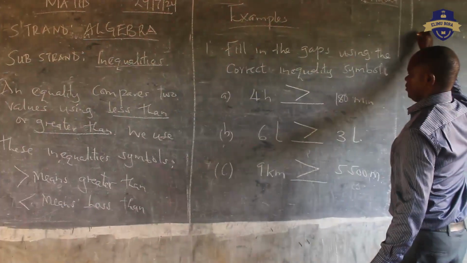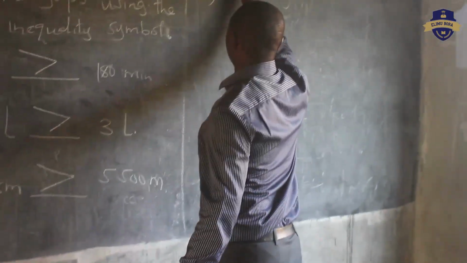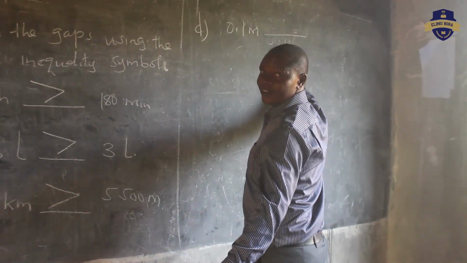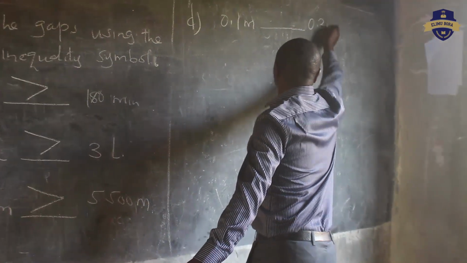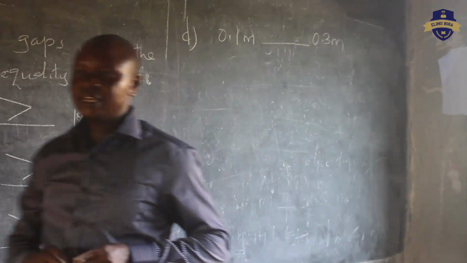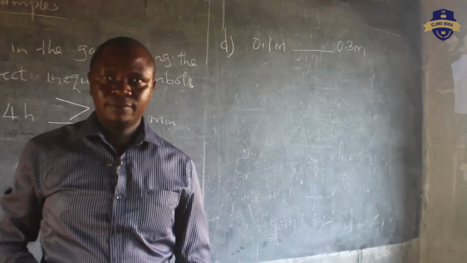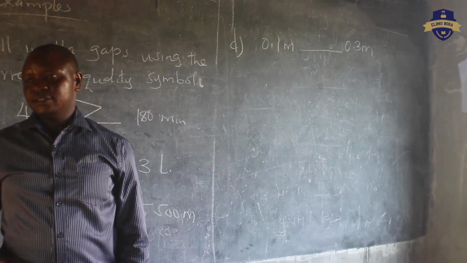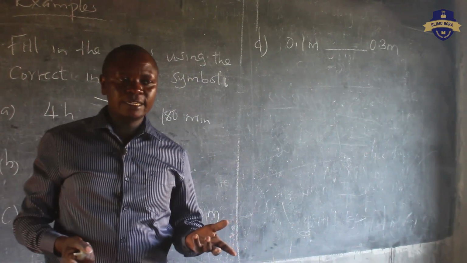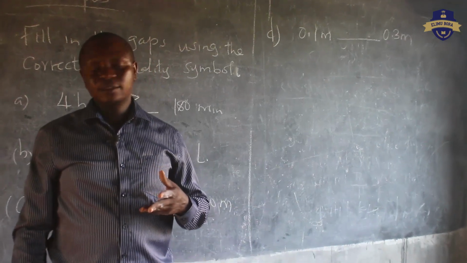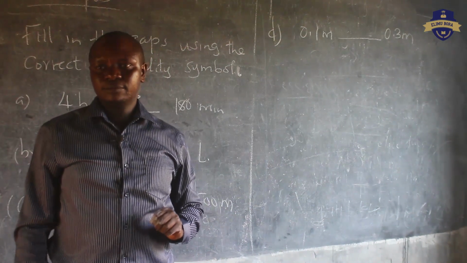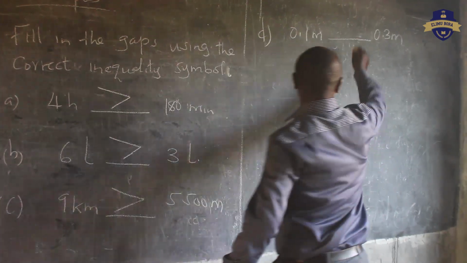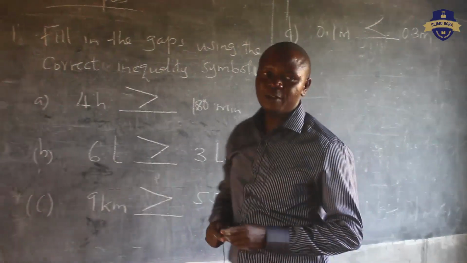Another last example. Which signs are we going to use? 0.1 meter dash 0.3 meters. 0.1, 0.3. Which one is greater? 0.3. So tunatumia sign gani hapo? So itakuwa 0.1 is less than what? 0.3. So here we use the sign of less than. Have you understood?